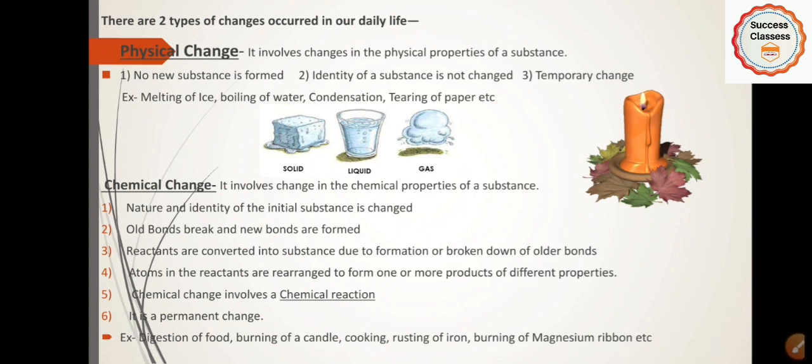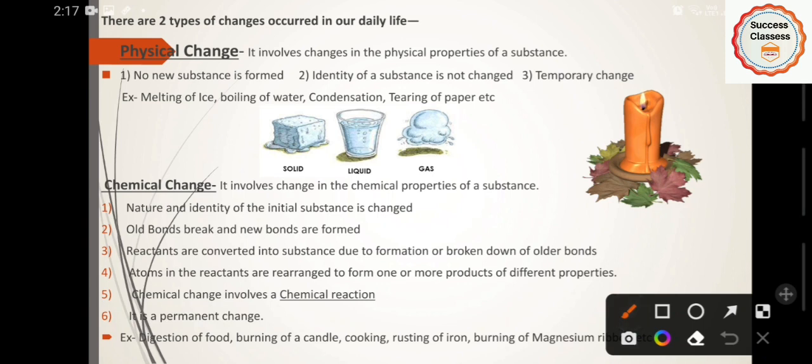There are two types of changes that occur in our daily life: the physical change and the chemical change. The physical change involves changes in the physical properties of the substance or matter. During a physical change, no new substance is formed. The identity of a substance is not changed. And the third point is that a physical change is a temporary change. A few examples of a physical change are the melting of ice, boiling of water, condensation, tearing of paper, etc.